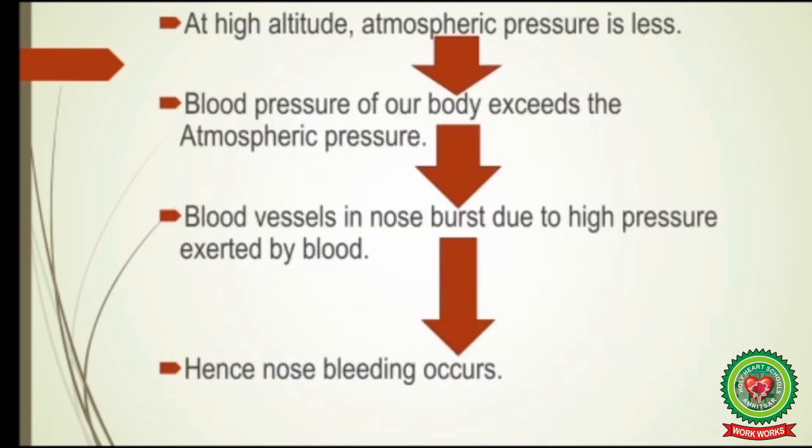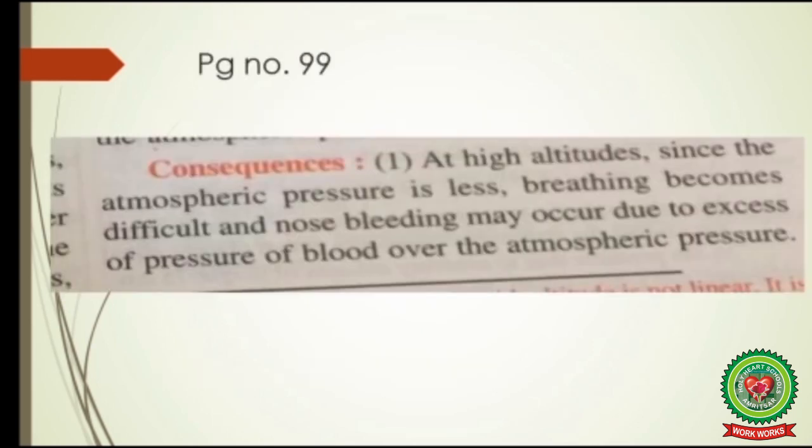So we can say at high altitude the atmospheric pressure is less, blood pressure of our body exceeds the atmospheric pressure, blood vessels in nose burst due to high pressure exerted by the blood, hence the nose bleeding occurs. Now come to page number 99 on your book. Consequence number 1, at high altitude, since the atmospheric pressure is less, breathing becomes difficult and nose bleeding may occur due to excess of pressure of blood over the atmospheric pressure, right?